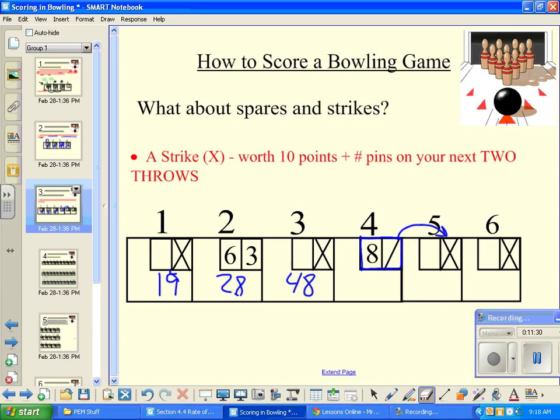And again, that's what makes the scoring maybe a little tricky, but definitely something we can handle if we just know how it works. So this spare, as I said, was worth 20. So put that back up there. So now I have 68 in the fourth frame if I add that to my running total.